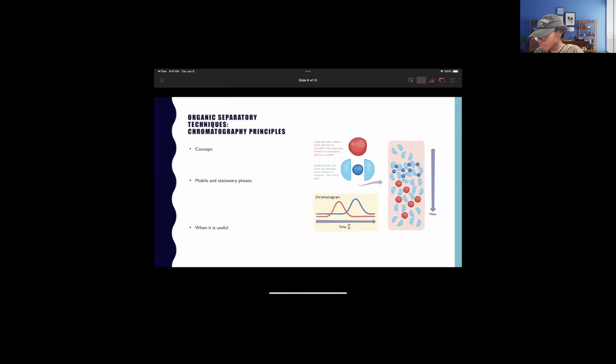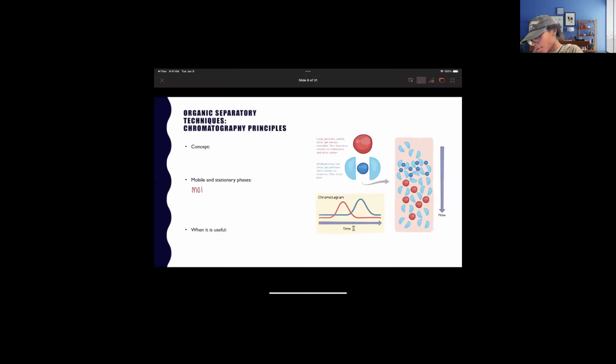Okay. So just remember, mobile will move solute along. Chromatography separates molecules of largely different polarities.